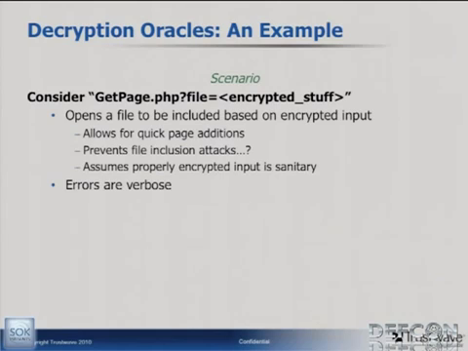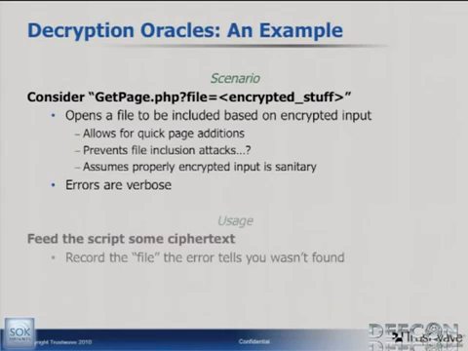So let's say that this developer found out, oh crap, I've got a file inclusion flaw. I know, we'll sprinkle magic encryption dust on it. So you encrypt the input, and that way you expect nobody is going to be able to do anything with this. Now, maybe. So let's assume that the errors are verbose.